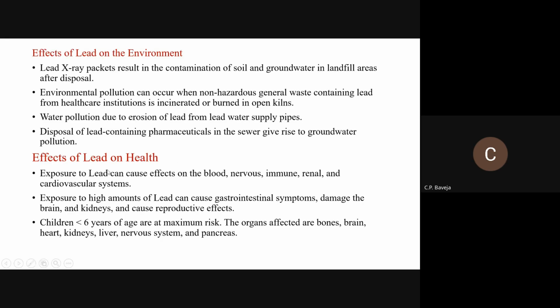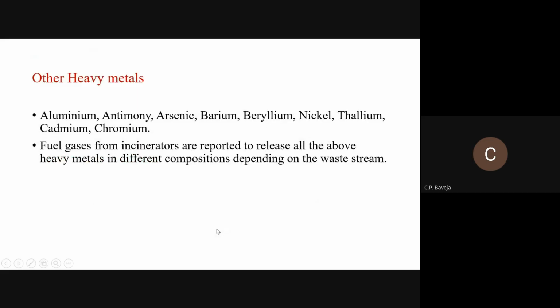So, what are the effects of Z on health? Exposure to Z can cause effect on the blood, nervous system, immune system, kidney, and cardiovascular system. Exposure to high amount of Z can cause gastrointestinal symptoms, damage the brain and kidneys, and cause reproductive effects. Children less than 6 years of age are at maximum risk, and the organs affected are bones, brain, heart, kidney, nervous system, pancreas, liver.